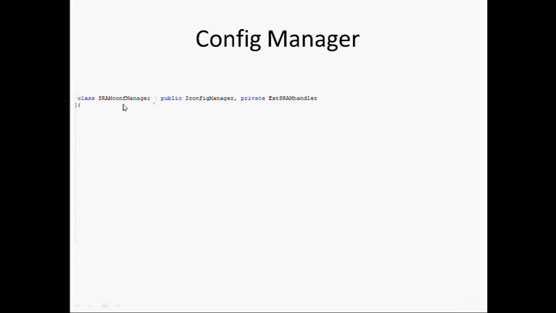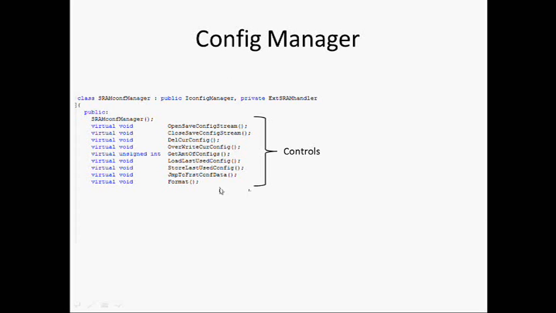And here we take a look into the class definition of the SRAM config manager. It inherits the econfig manager interface by using the public keyword, but for the extern SRAM handler I've decided to use the private keyword, since I don't want the member functions of the SRAM handler to be accessible from outside the config manager. That would bring up the danger that you can bring the system out of order very easily. At the beginning there are some control member functions from the configuration manager. At the beginning we see an open save and close save config stream, and this is very similar to what you do when you're writing streams on desktop PC programs.